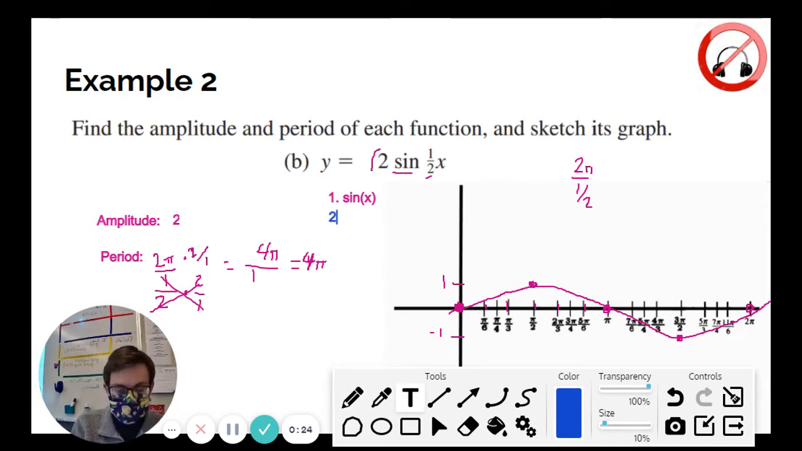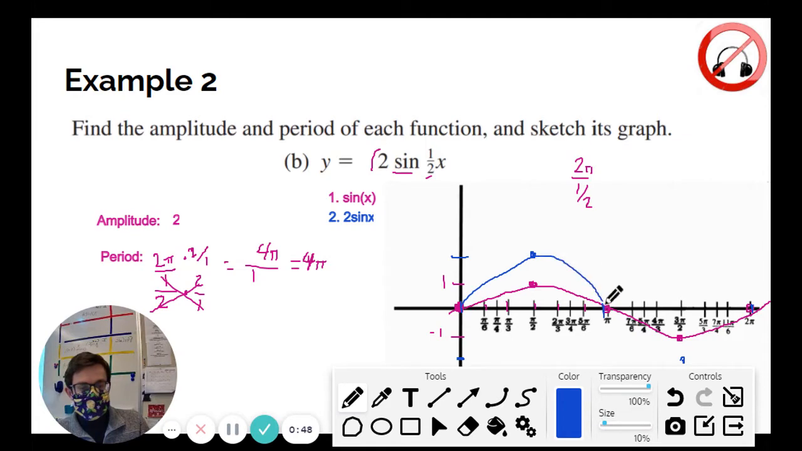So our second function here is just going to be 2 sine of x. So an amplitude shift of 2 means those highs and lows, instead of being at 1, will be shifted up to 2 and down to -2. But those midpoints, those will stay exactly the same. So there's my amplitude shift.